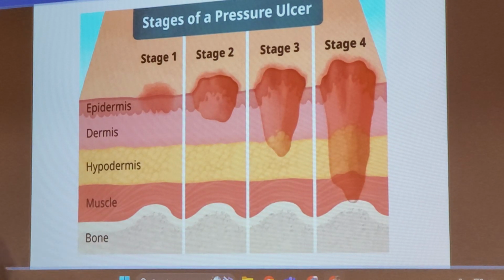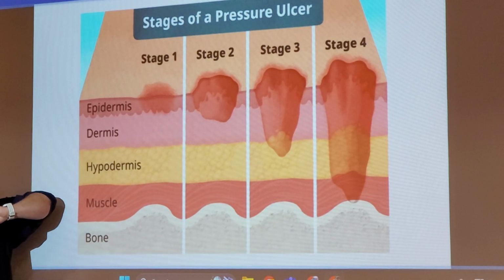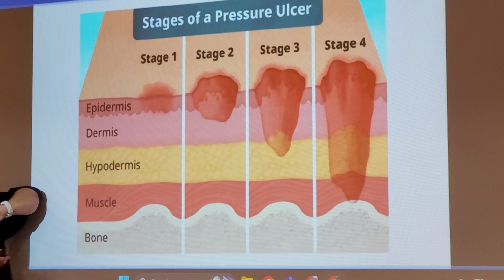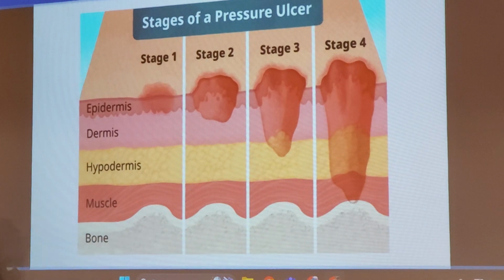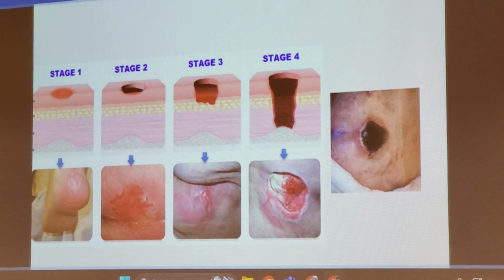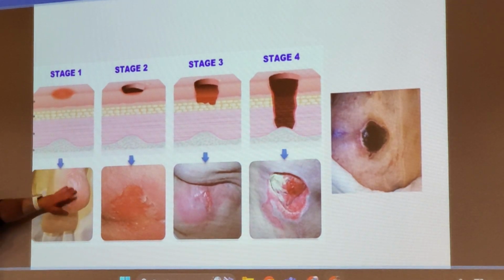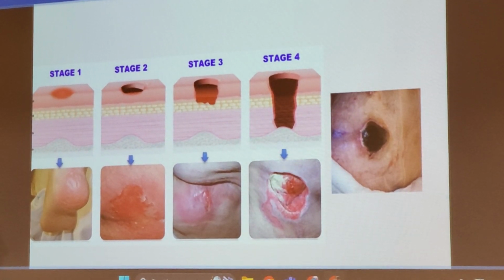Stage 2, we are still just in the dermal layer, but that blister has popped open or it has blistered up from pressure. Stage 3, we're down into hypodermis. Stage 4, you can see straight to the bottom. So your actual patient pictures. So heels, how many times have you heard floating heels? So here would be a stage 1 on someone's heel.